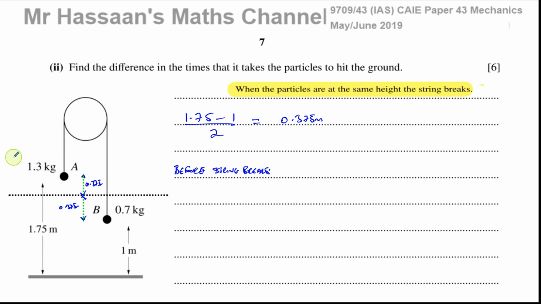Well, we know that A is moving down, or accelerating downwards, with an acceleration of 3 meters per second squared, as we found in part A. And B is accelerating upwards with an acceleration of the same 3 meters per second squared, but upwards. Okay, so same magnitude, just different direction. So B is accelerating upwards at 3 meters per second squared.